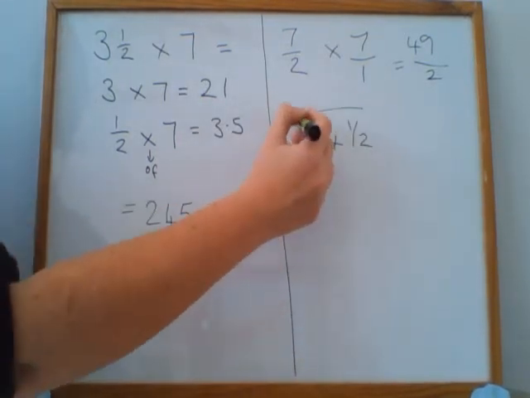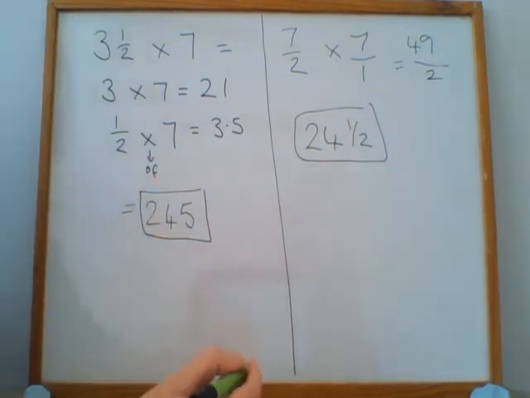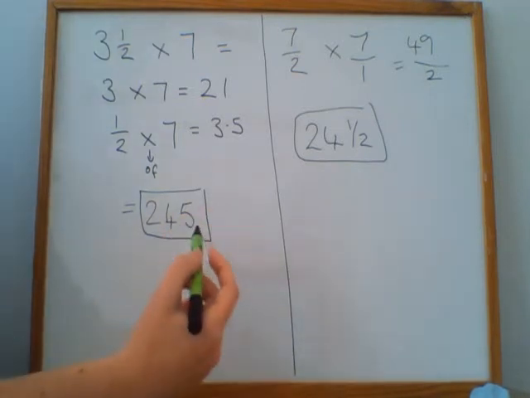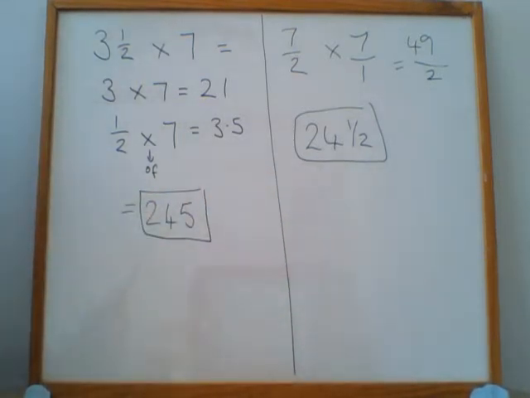So as you notice, you get the same answer. 24.5, as you know from conversions of decimals to fractions, and 24 and a half are the same answer. So two different ways, but you get the same answer. Whichever way works for you is absolutely fine there.